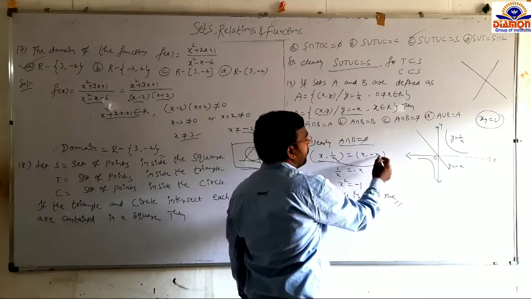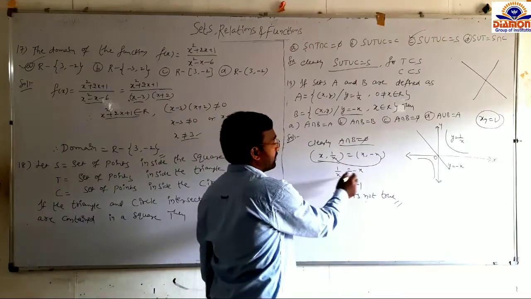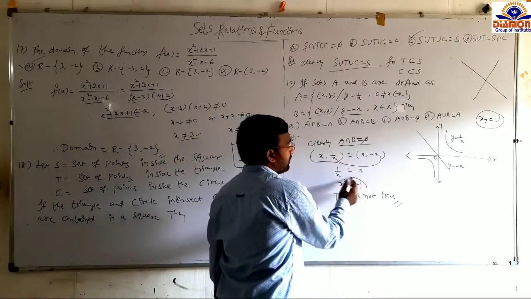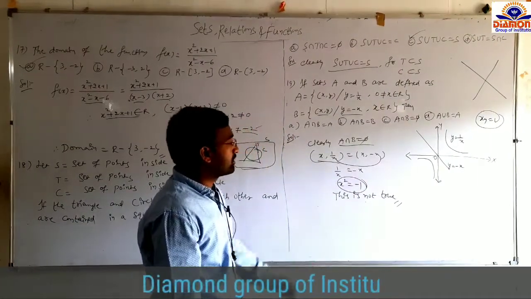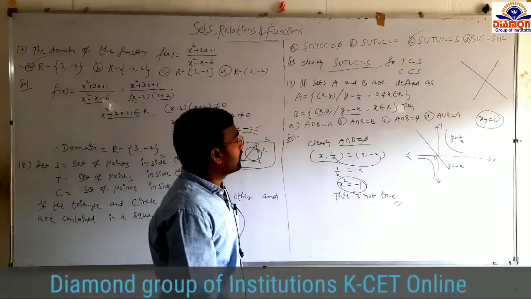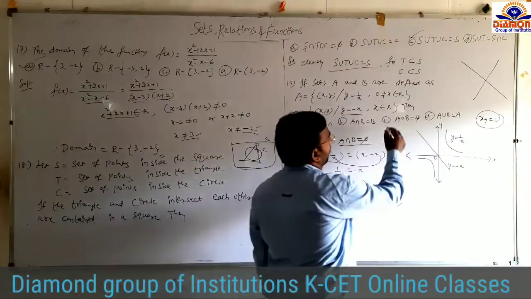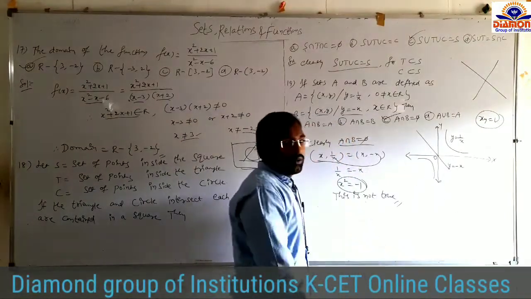So y coordinates, if you equate y coordinates, 1 by x equal to minus x, x square equal to minus 1. This is not possible. X square equal to negative is not possible. So this is false. So that's why option C is the correct answer. A intersection B equal to phi.